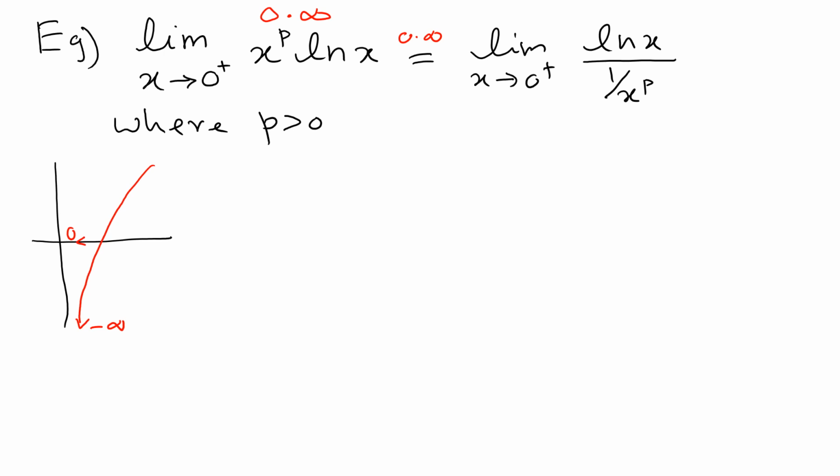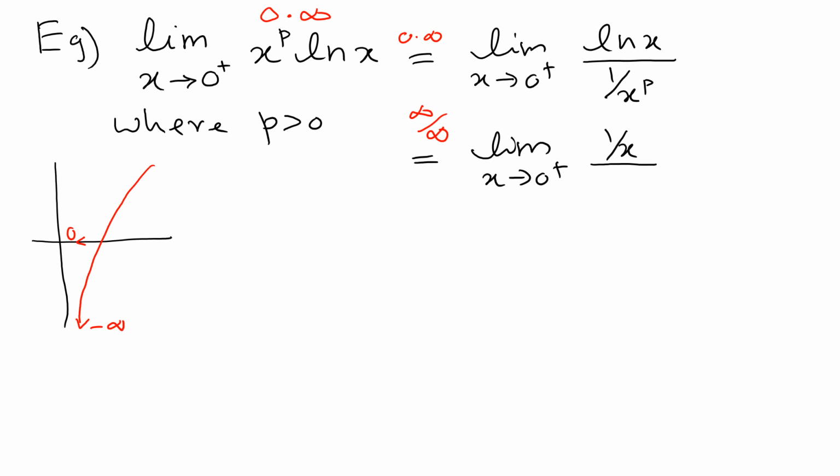Okay, so right after we do that, you can see this problem is now infinity over infinity, because ln x goes to infinity, and x to the p goes to 0, which means 1 over x to the p goes to infinity, because you divide by a very small number. So now, according to type 1 theory, we want to find the derivative of the top and the bottom.